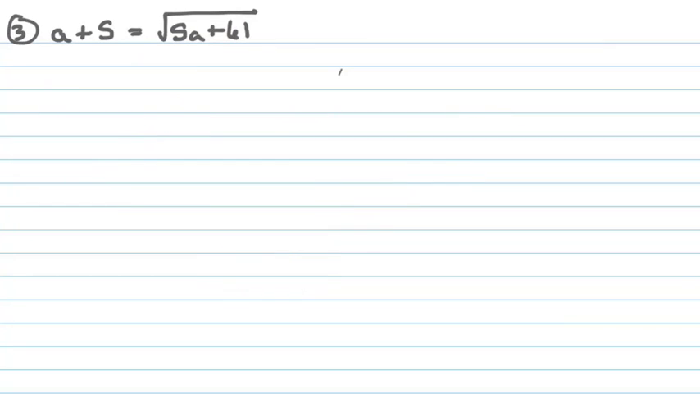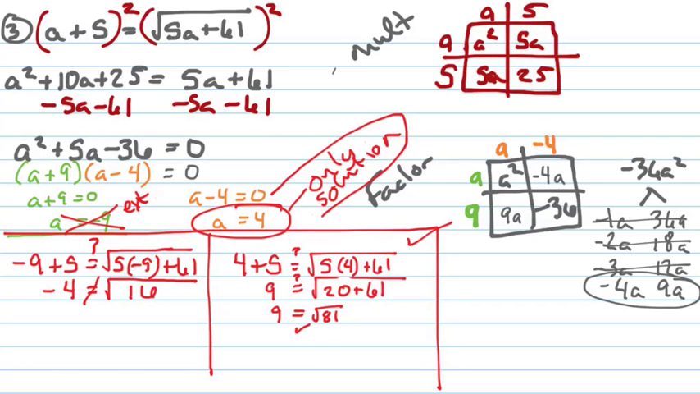So I want y'all to work this last question. a plus 5 is equal to the square root of 5a plus 61. When you work it out, you should have come up with two solutions that you had to check, negative 9 and positive 4. And when you check both solutions, you find out the only one that works is that positive 4. So that is the only solution.